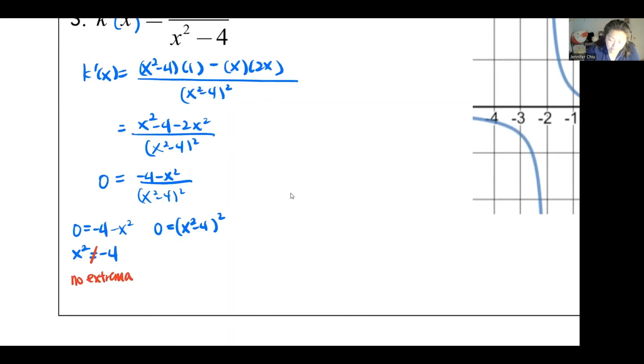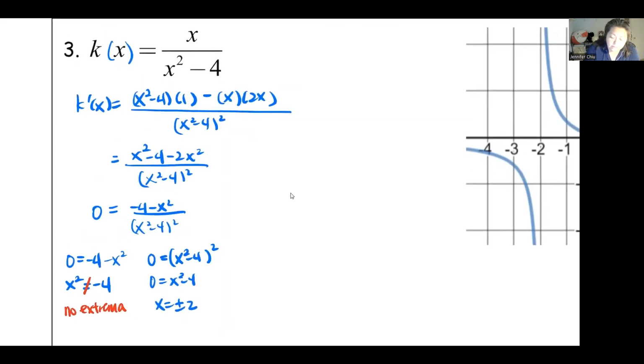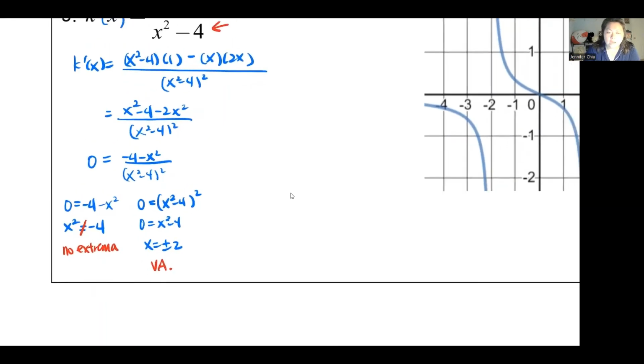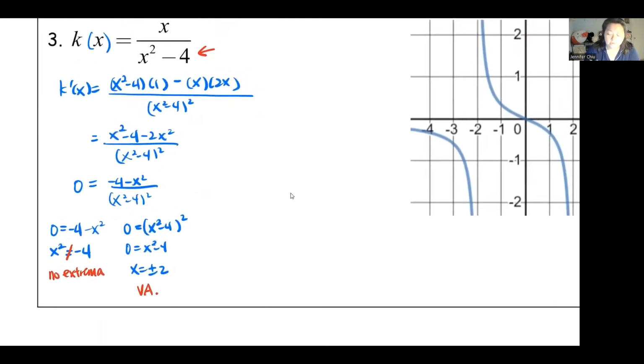All right, for the bottom, I go ahead and solve this. I get 0 equals x squared minus 4, x equals plus or minus 2. This was an answer I got from the denominator, and it is the same denominator as in the original problem. Therefore, this must be a vertical asymptote. And yes, you already knew that from previous classes, but this is our derivative actually confirming that.